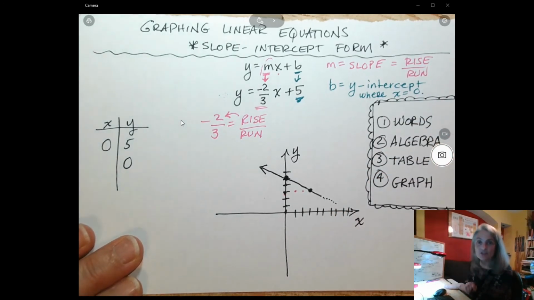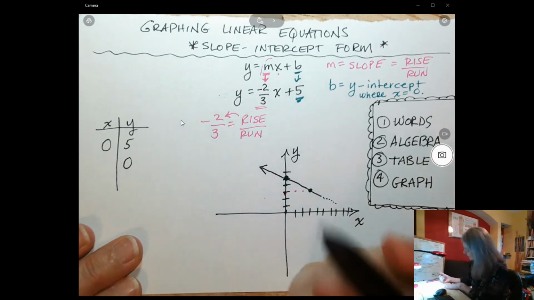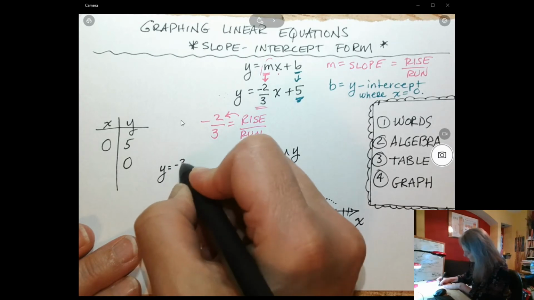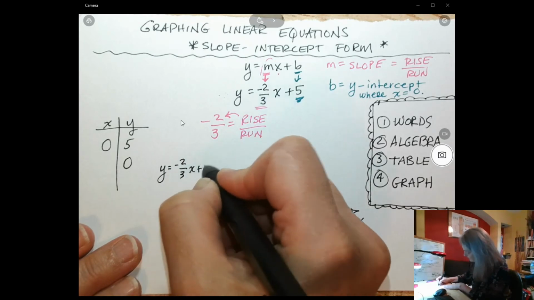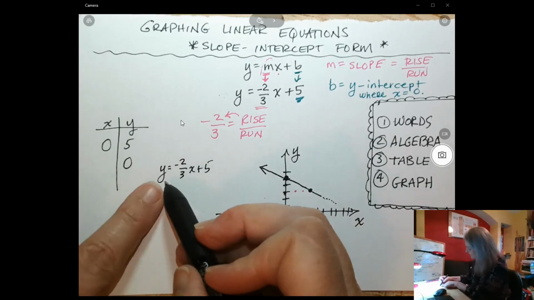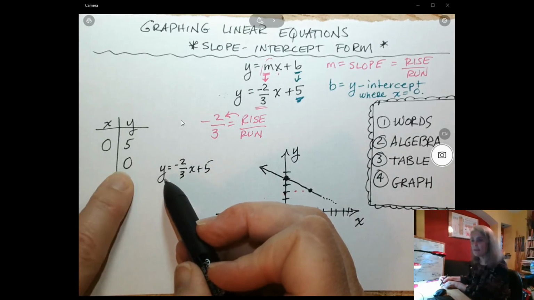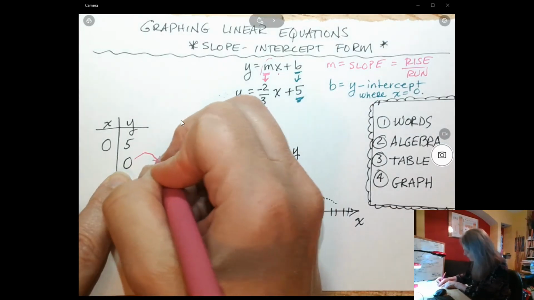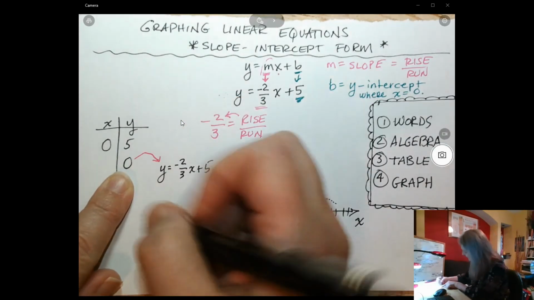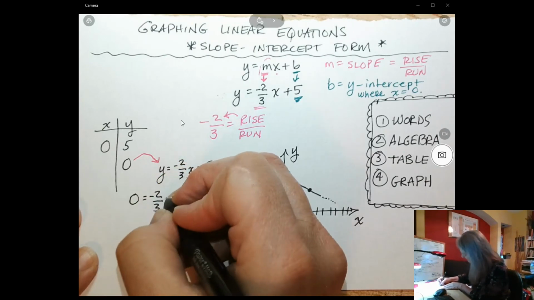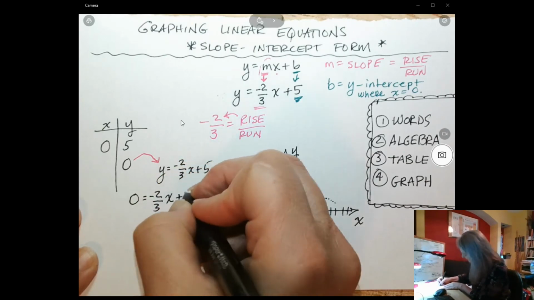We need some precision. The way we're going to do that is we're going to rewrite our equation. Y equals negative 2/3 x plus 5. And instead of the y value, we're going to plug in this 0. Okay, we are actually going to plug that in for y. All right. So let's rewrite it as 0 equals negative 2/3 x plus 5.